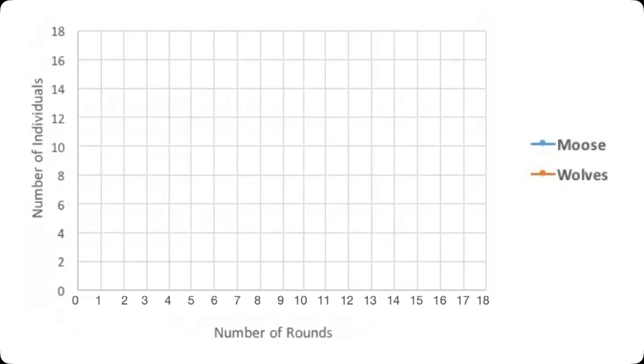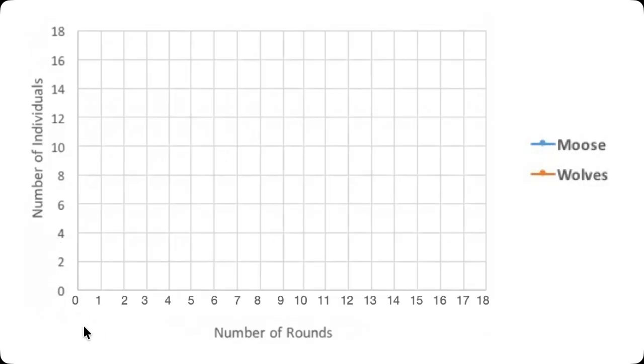In class, there's a storyline for this. I'm not going to go over the storyline. Instead, I'm just going to give you the dots. Again, make sure you are labeling these as you go. We want 2 different colors. I'm using blue for moose, and I'm using orange for wolves.